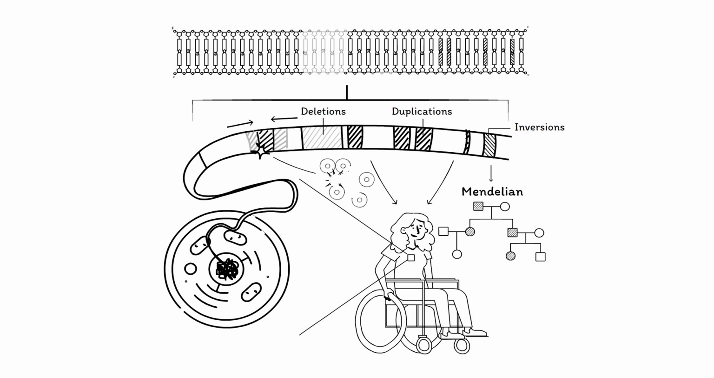Many cancers originate from these structural variants in somatic cells. This is why DNA damage is a critical factor in cancer development.